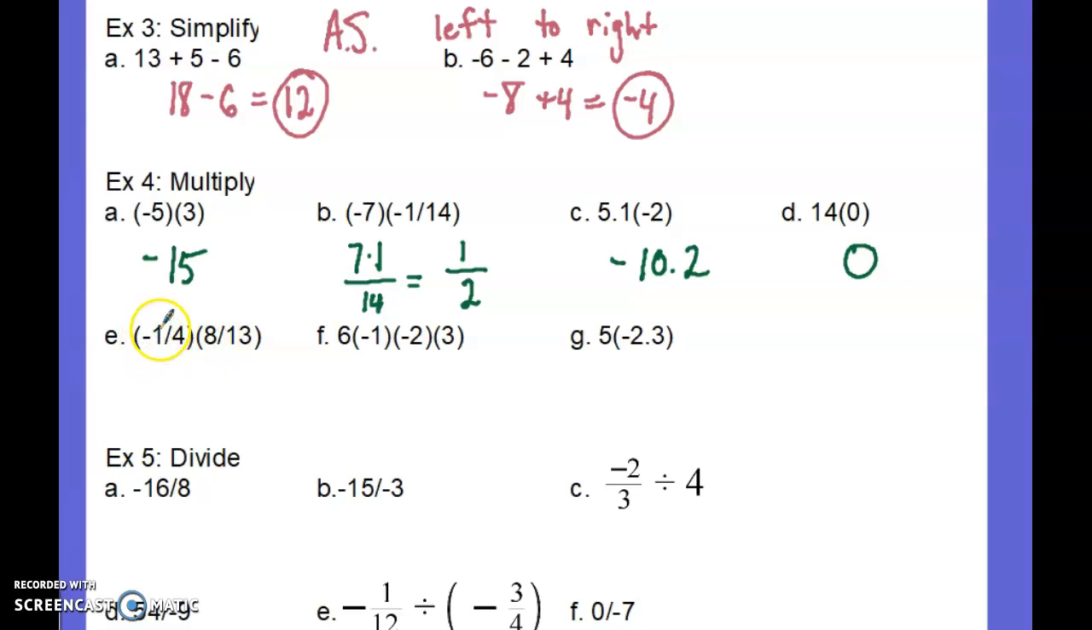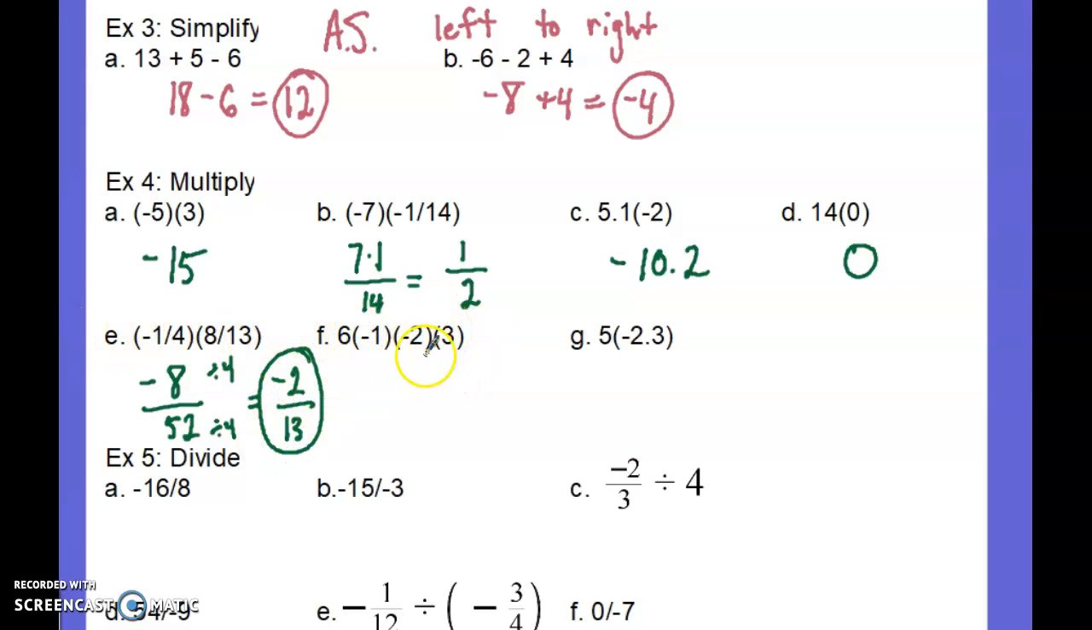10.2. Anything times 0 is 0. Here's another one. If you're unfamiliar with multiplication with fractions, you do numerator with numerator, so that would be -8. -1 times 8 is -8. 4 times 13 is 52. And then both these numbers are divisible by 4. I do like fractions, by the way. If you change your answer to a decimal, I won't mark it wrong, but I'm just pointing that out. So you get -2/13 as letter E's answer.